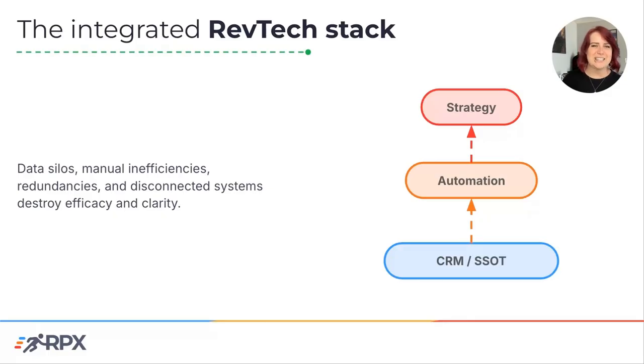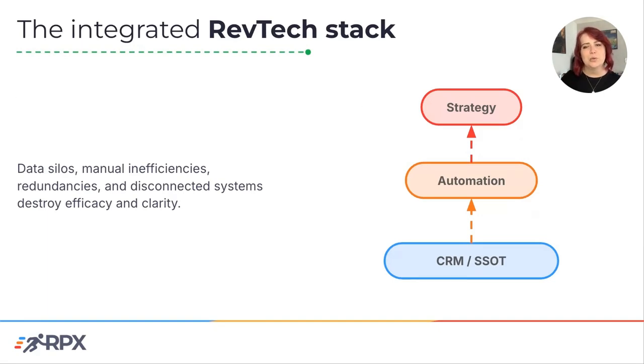If RevOps is the strategic roadmap for your revenue engine, then your RevTech stack, your single source of truth system, is the engine itself. It is the tool that physically enforces the rules and processes you meticulously defined. The core problem we must address is what we call SaaS sprawl and data silos.